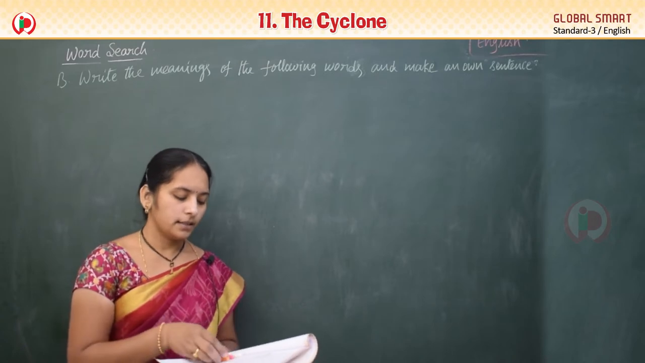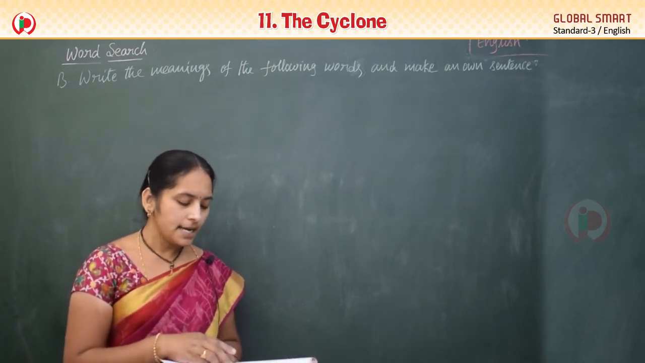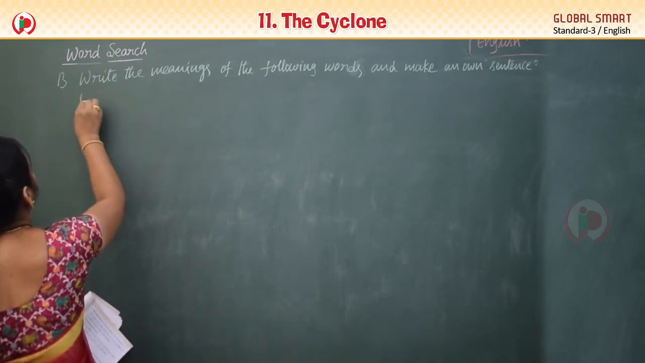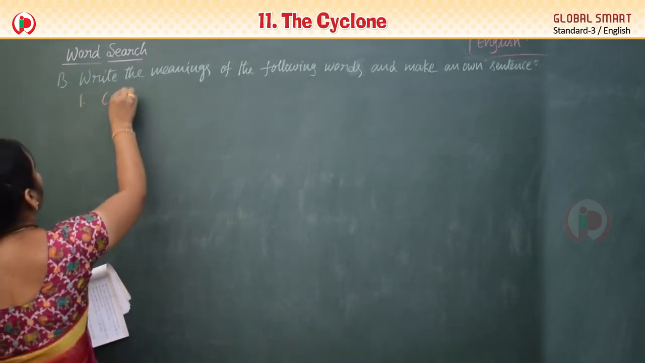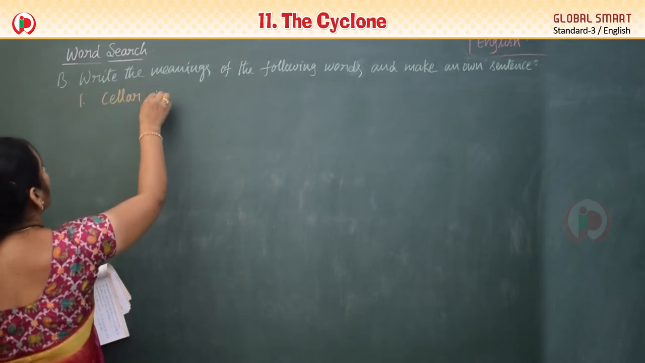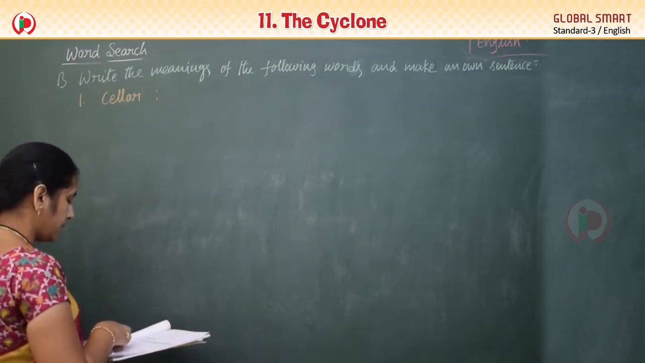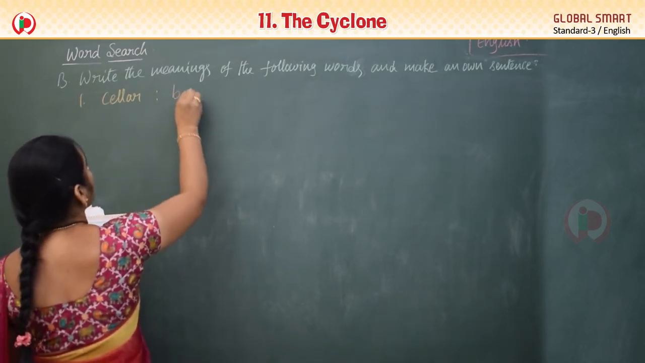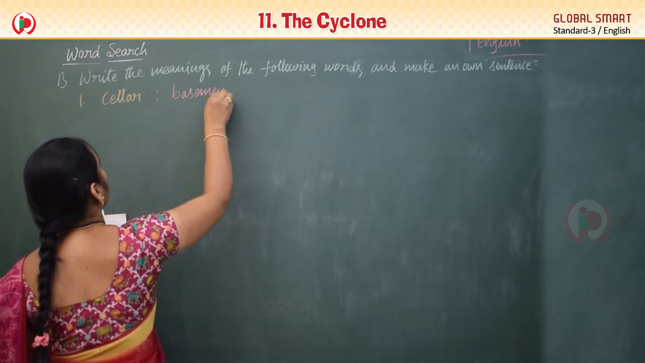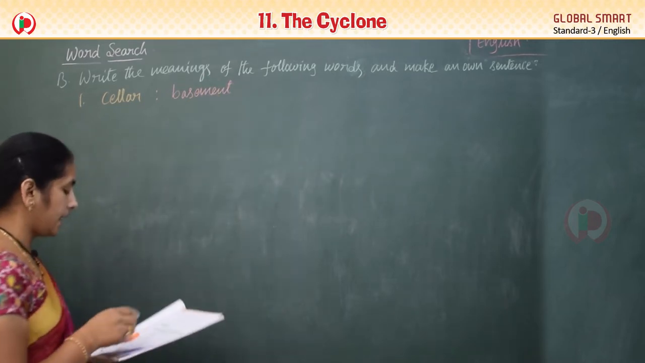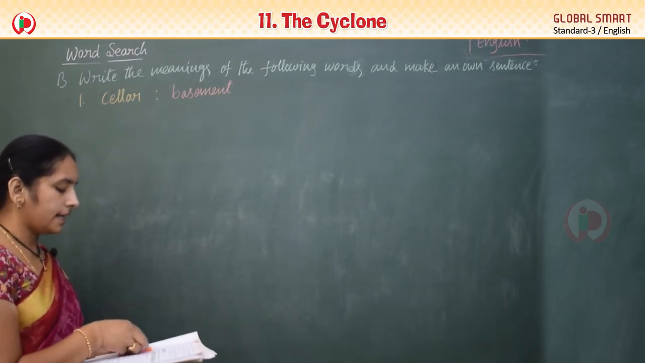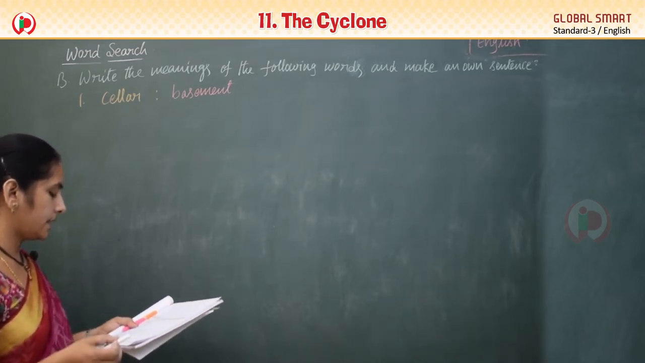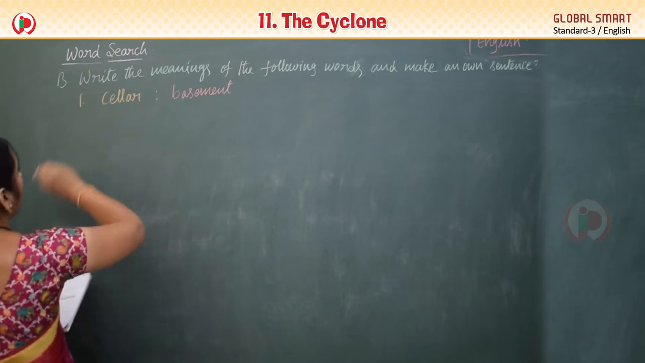So see this one. First word we have cellar. C-E-L-L-A-R. Cellar means what? Basement, we say. Cellar means basement. So using this cellar, we should write a sentence.